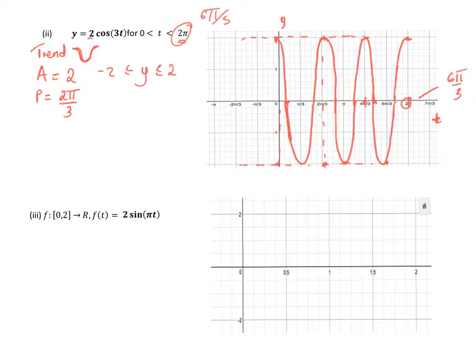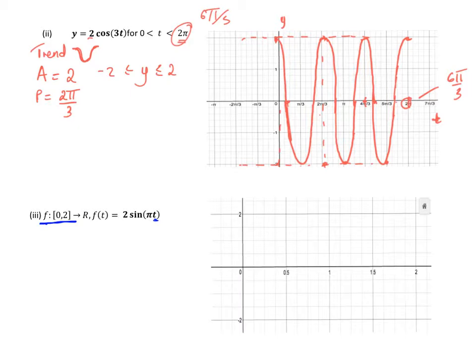All right, we've got one more to go. Let's see how we can finish that one. This one's got a restricted domain. Hopefully you can see that. It's actually in mapping notation. So our x values only go, or t values in this case, only go between 0 and 2.